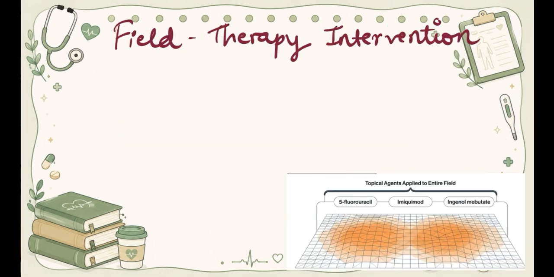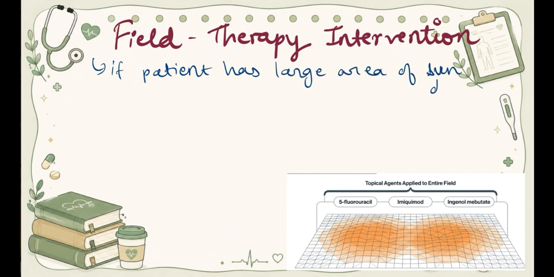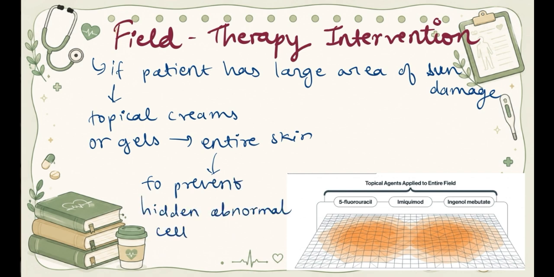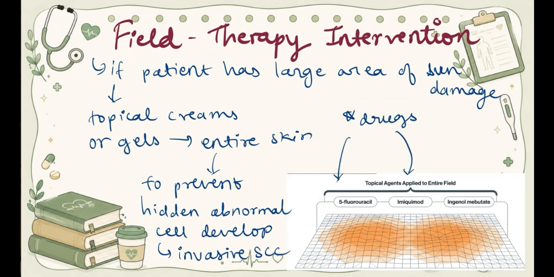Sometimes a patient has a large area of extensive sun damage. In these cases, physicians utilize field therapy interventions. Instead of just treating a single spot, topical creams or gels are applied to an entire broad grid of skin. The goal is to prevent any hidden abnormal cells from progressing into invasive SCC. We use agents like 5-fluorouracil, imiquimod, and ingenol mebutate.